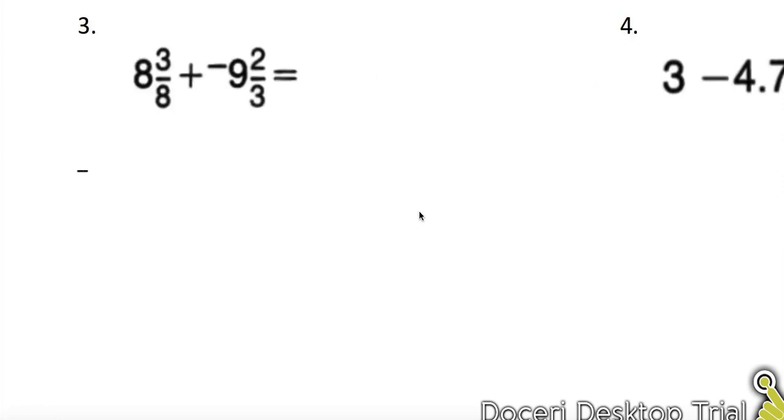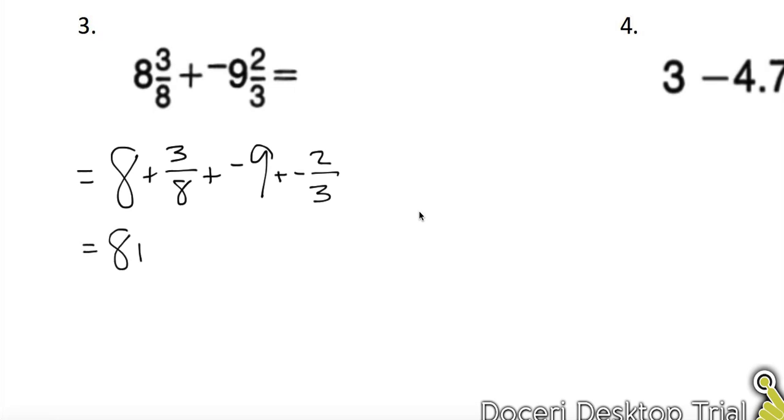I'm going to separate them out. So I have 8 plus 3/8 plus negative 9 plus negative 2/3. I'm going to reorder them so the whole numbers are together. So I have 8 plus negative 9 plus 3/8 plus negative 2/3.